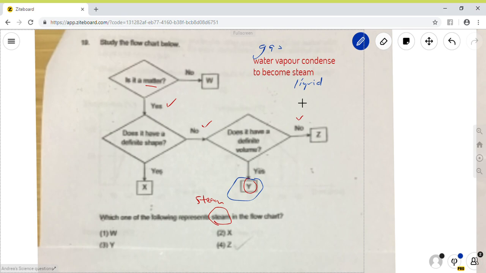But steam is liquid, you know. Steam is liquid, so liquid always has a definite volume. That's my understanding. Water vapor is a gas. The hot water vapor condenses and becomes steam when it touches the cool surface in the environment. Also, the answer should be 3. I will still go with this one, Y. Okay.